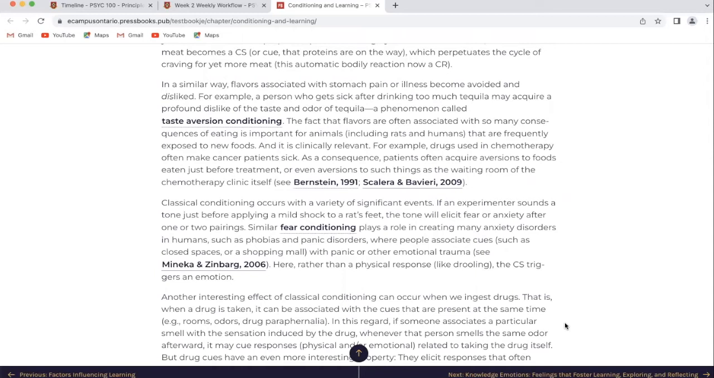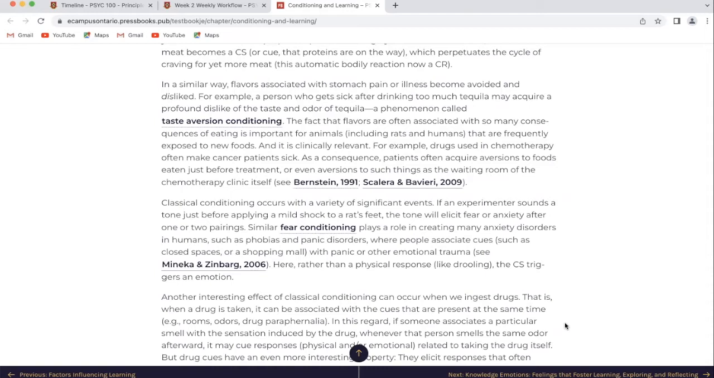The fact that flavors are often associated with so many consequences of eating is important for animals, including rats and humans, that are frequently exposed to new foods, and it is clinically relevant. For example, drugs used in chemotherapy often make cancer patients sick. As a consequence, patients often acquire aversions to food eaten just before treatment, or even aversions to such things as waiting rooms of the chemotherapy clinic itself.